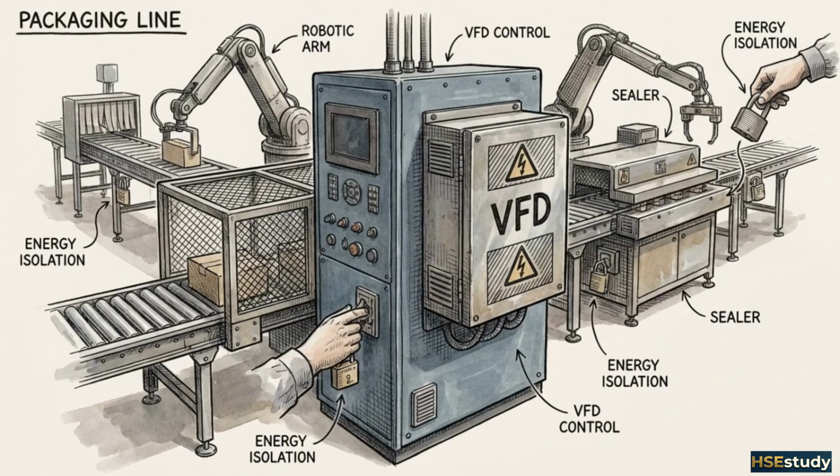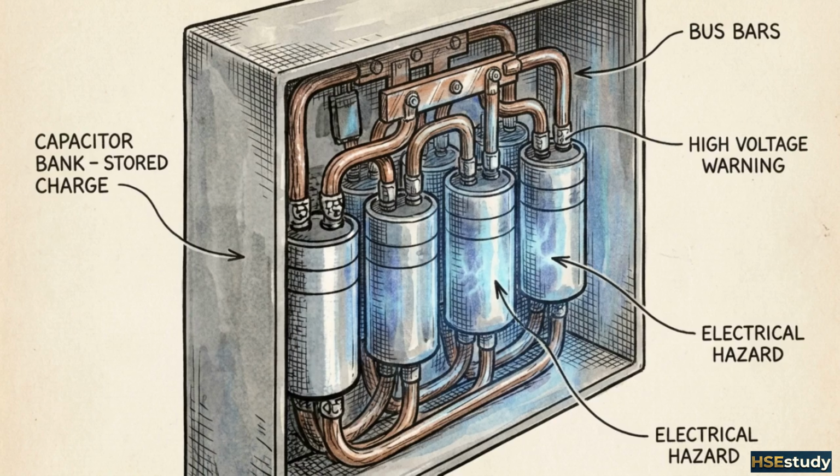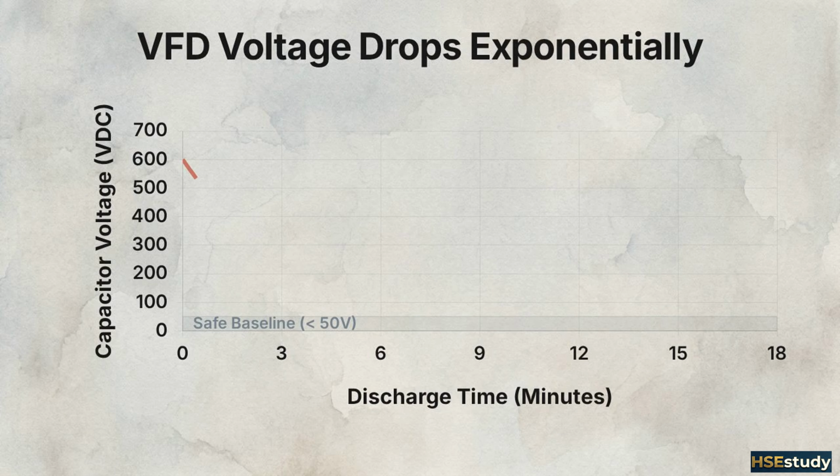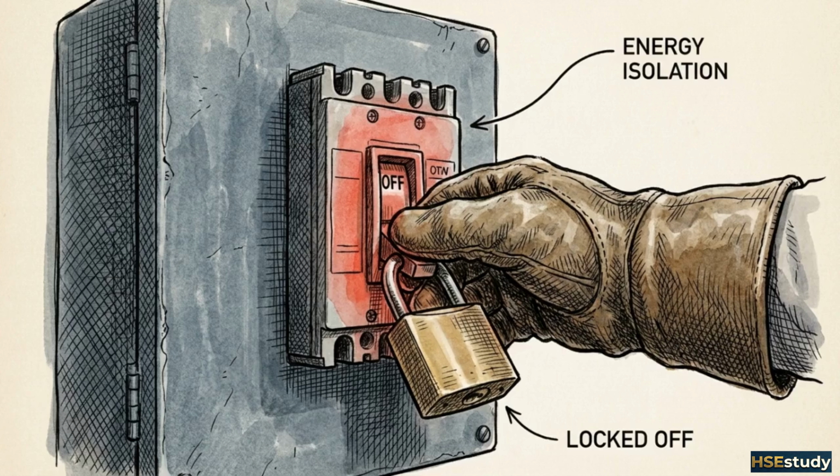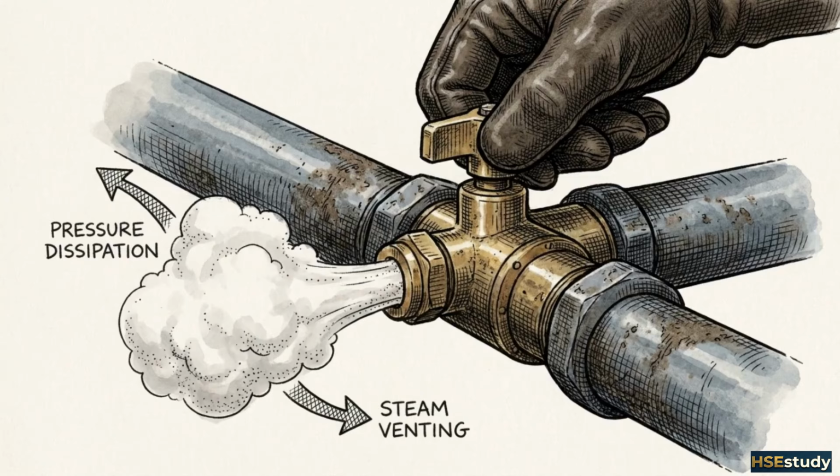Scenario 3 is a packaging line, utilizing a variable frequency drive, or VFD. These represent a major hidden electrical hazard. Internal capacitors inside the VFD retain a lethal charge after the disconnect is flipped. The voltage drops at a predictable mathematical rate, rather than zeroing instantly. Wait the full discharge time specified by the manufacturer before opening the electrical panel to ensure the voltage reaches a safe baseline. Effective isolation involves both stopping the source and aggressively dissipating any residual energy stored within the machine components.